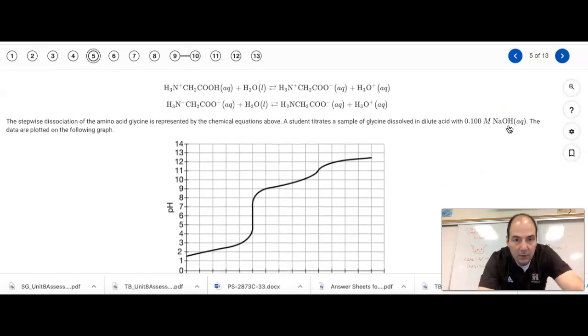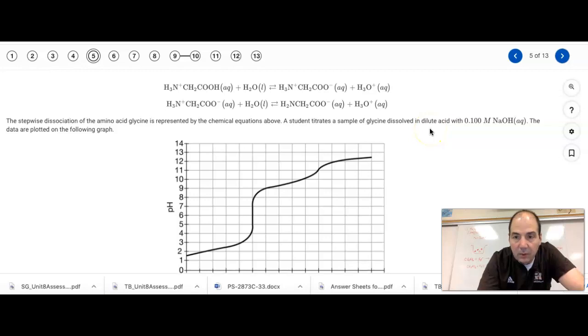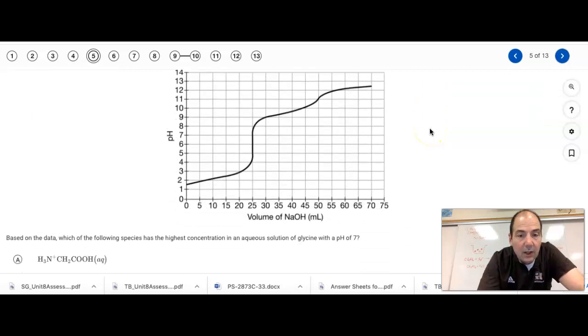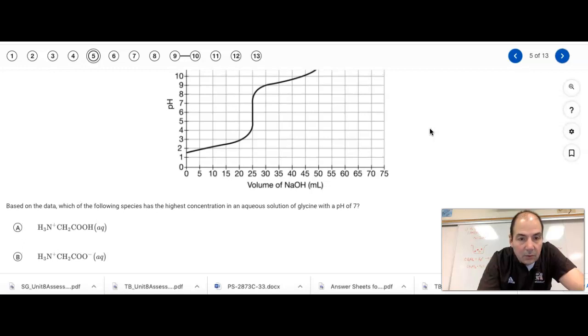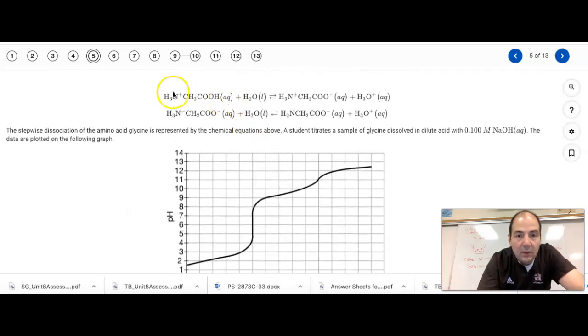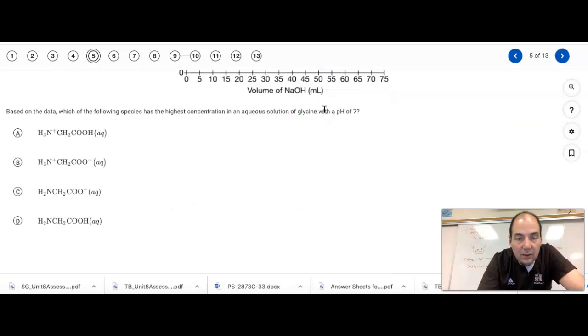All right, so we're given this titration curve. We're told that we're titrating glycine in dilute acid with sodium hydroxide, and based on the data, which of the following species has the highest concentration at a pH of 7? Well, a pH of 7 is going to be up here, right? So that means we've got to have way more conjugate base. If glycine is this, then the conjugate base is that, and that's what we're expecting. So B is the correct answer.